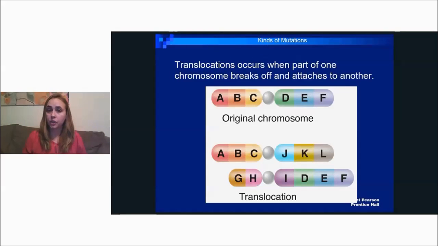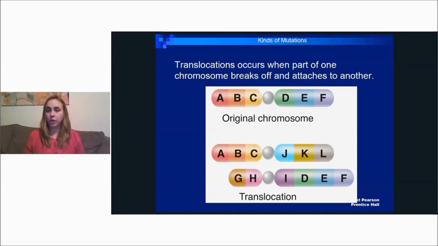With a translocation, this involves two non-homologous chromosomes. So the original chromosome, you have A, B, C, D, E, F. And then with a translocation, a chunk of that chromosome can actually transfer to a different chromosome, or maybe trade places. So here you have DEF breaking off the first chromosome and being transplanted on the chromosome below, while that JKL came from the bottom chromosome and went on the top.